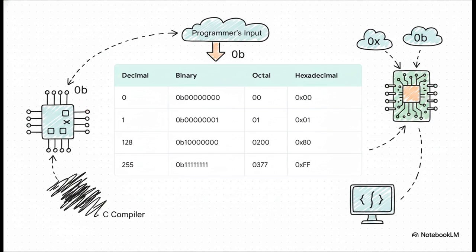But if you slap a 0b on the front, you're telling the compiler it's a binary number. A single 0 prefix means it's an octal number. And arguably the most common one you'll see for hardware control is the 0x prefix, which stands for hexadecimal. Notice how the decimal 255 translates perfectly to 0xFF in hex or a full byte of ones in binary.